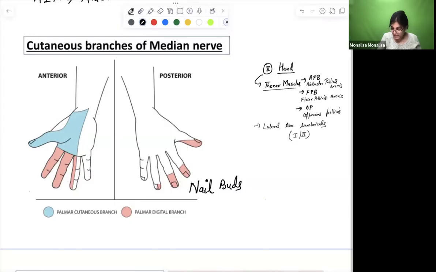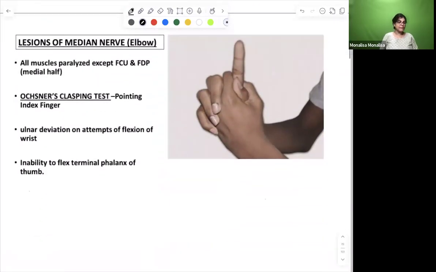The median nerve is supplying the nail beds, that is, the lateral 3.5 digits. So on the dorsum aspect, it is the lateral 3.5 digits of the nail beds, and on the palmar aspect, we are giving the lateral 3.5 digits of the palm. Cutaneous distribution, what will be the lesion?